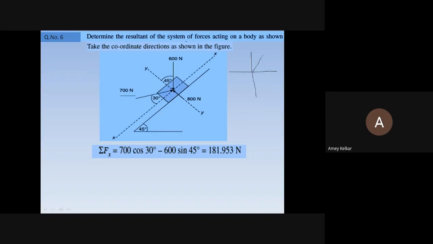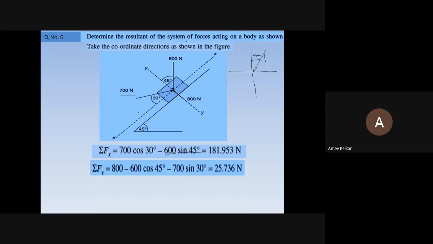This force is here. And this angle is 45 and this is the 600 force. So in the first quadrant, force coming inside, both are negative. And the angle is with the y-axis. So this is minus 600 sine 45. So similarly, you get the Fy equation.